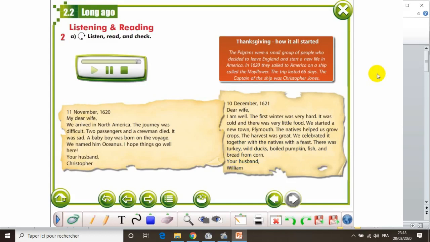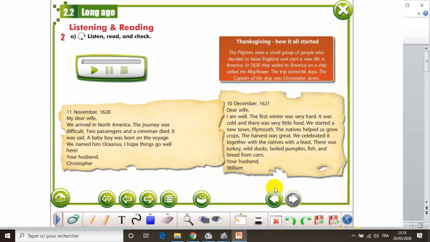Okay, so we have here 2 letters from different people. The first one is called Christopher and William. They wrote these 2 letters to their wives. The first one was on 11 November 1620, and the next one is 10 December 1621. So in this letter they speak about how things happened there in Plymouth in North America.